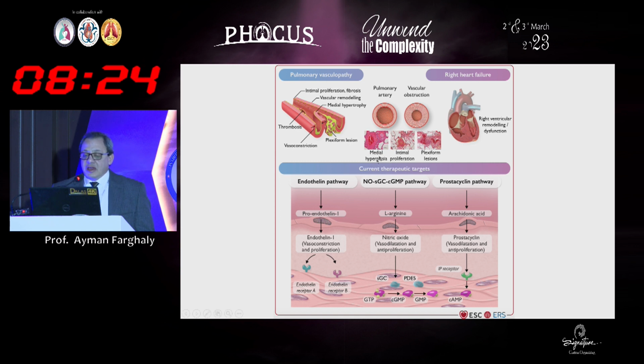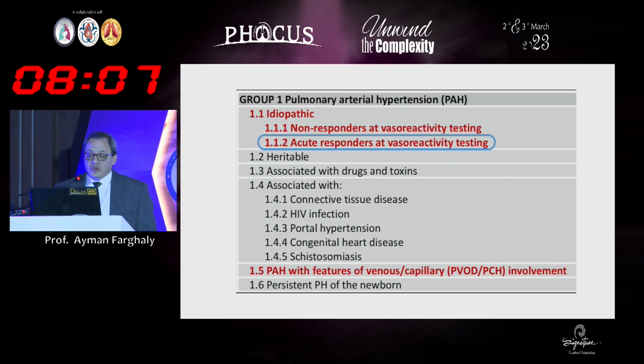So we have medial hyperplasia, intimal proliferation, plexiform appearance, and these pathways are shared in this pathogenesis, and that's why group 1 is the target of treatment. These have been proved, and actually this differentiates this group from the other 4 groups.